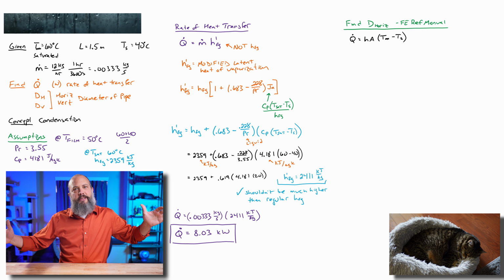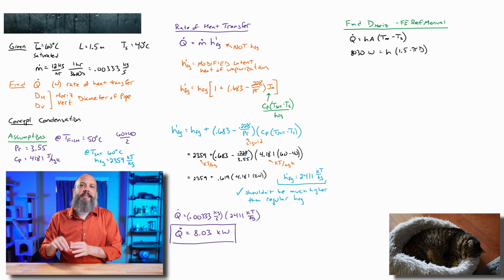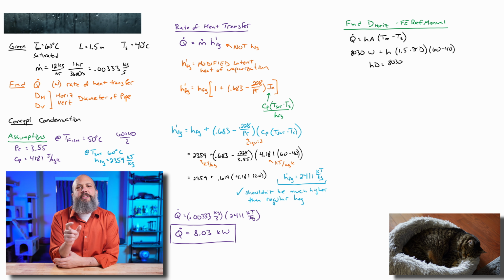1.5 is the length of the cylinder. Pi times diameter is circumference. And then the delta T is going to be the 60 minus the 40. And so we don't know in this equation either H or D. So I'll isolate those two terms together and see that HD is equal to 85.2.